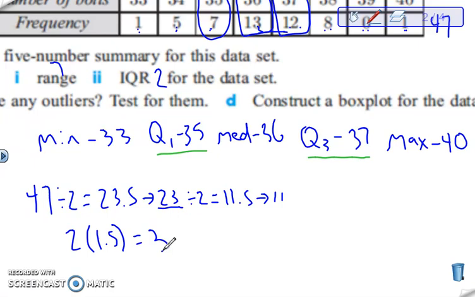So that means I'm looking for things that are greater than 40, which I don't have, and things that are less than 35, which I do not have. So there are no outliers here.